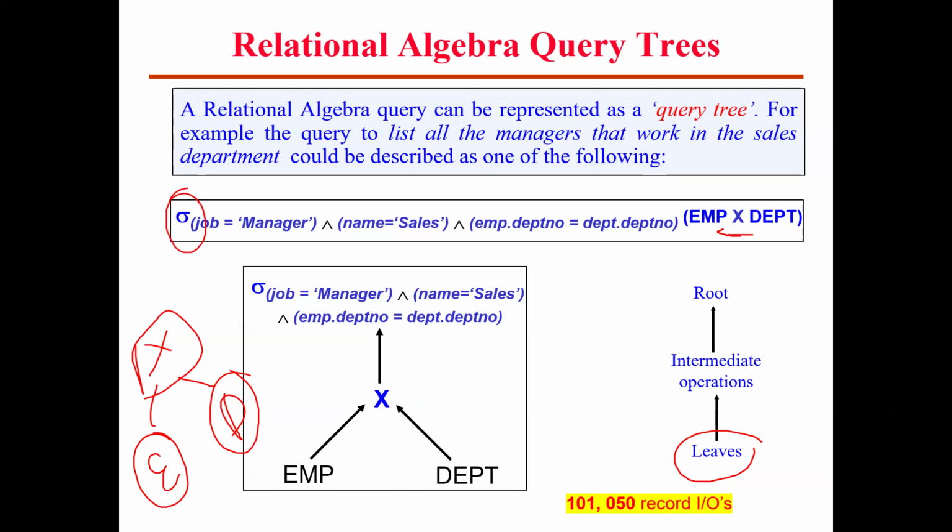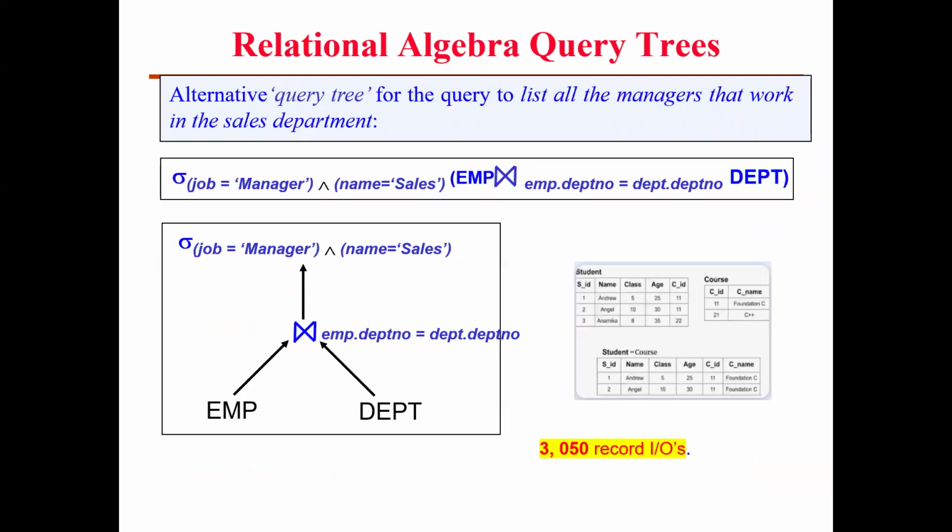We are trying to select where job is equal to manager and name is equal to sales, and emp.deptno is equal to department.deptno. So this is our predicate. The predicate, the where condition, is written in the root. The way we are joining the tables is written in the intermediary operation, and the leaves are nothing but the table names.